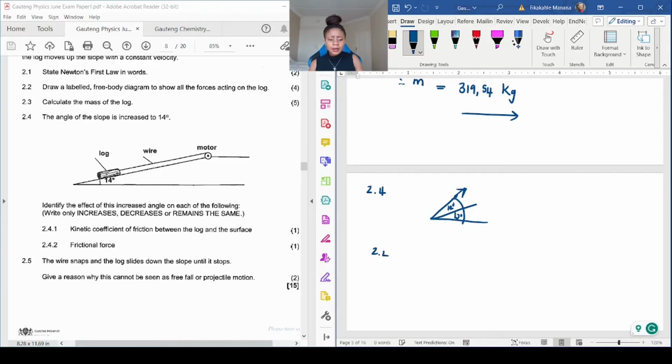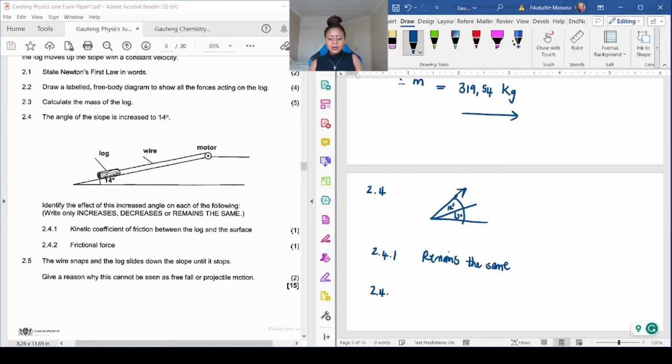So now, identify the effect of this increased angle on each of the following. Write only increase, decrease, or remains the same. So what happens to the kinetic coefficient of friction between the log and the surface? Will it change? No, it won't. Remember, the coefficient of friction is dependent on the type of surface. So if the surface is still the same, the coefficient of kinetic friction should be the same. All right, so there it remains the same. We're not expecting any change.